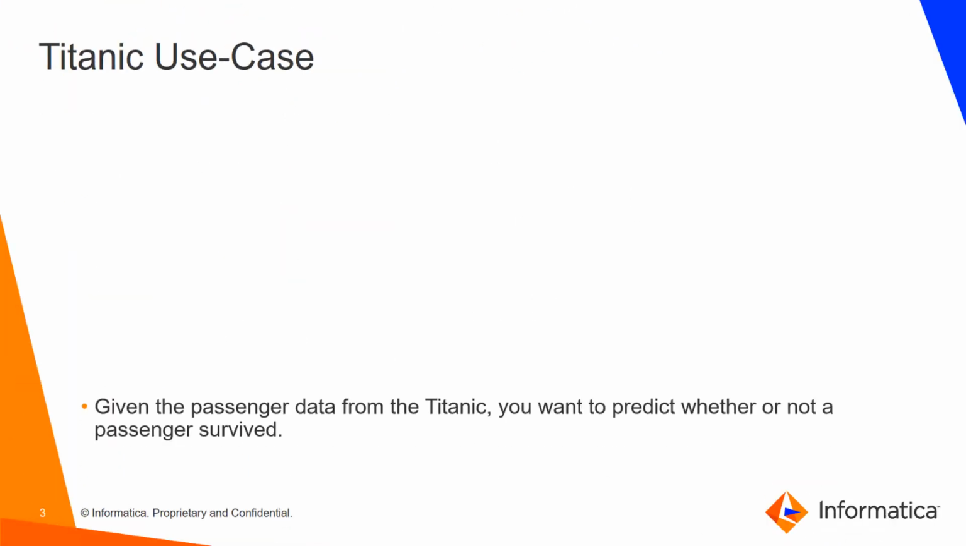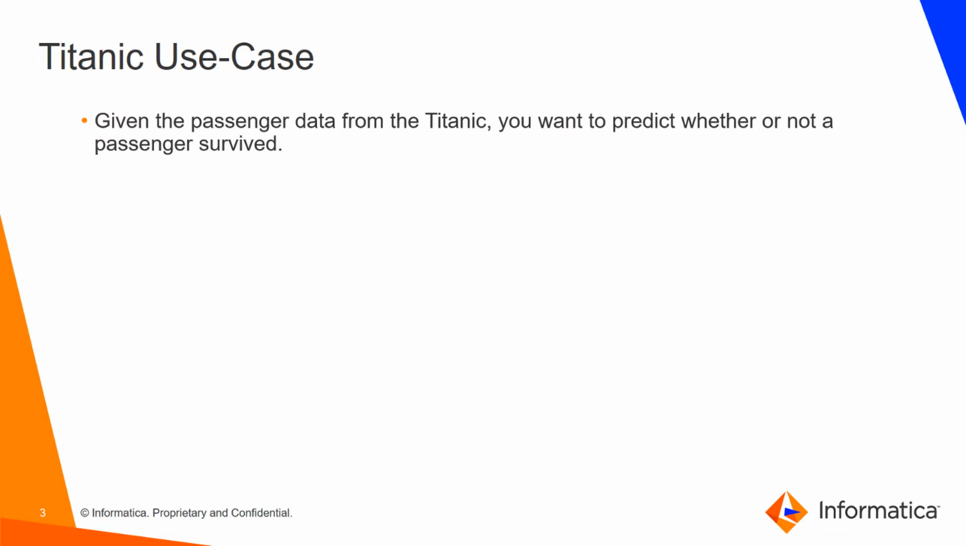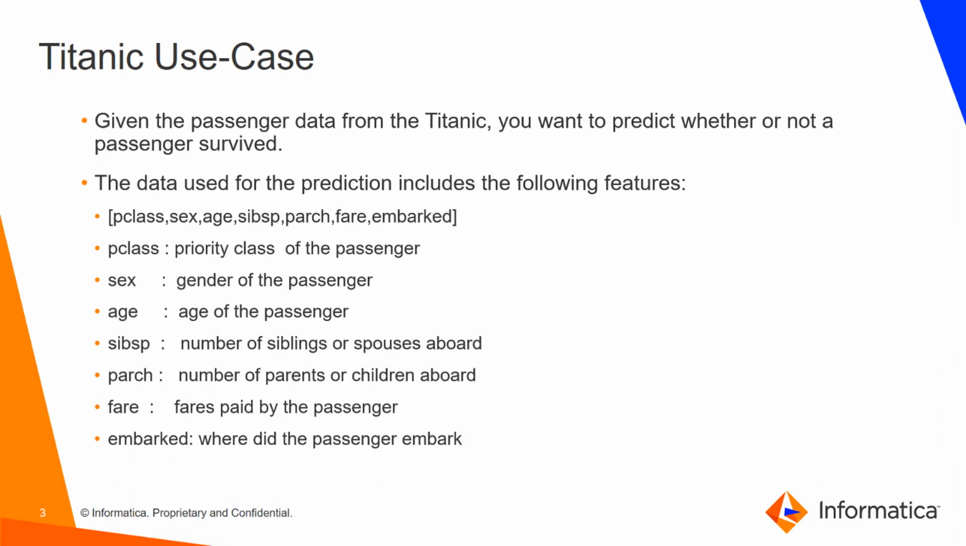The Titanic use case. Given the passenger data from the Titanic, you want to be able to predict whether or not a passenger survived. The features used in this prediction model are the following: the passenger class of the passenger, the gender of the passenger, the age of the passenger, number of siblings or spouses, number of parents or children, the fares paid by the passenger, and where the passenger embarked on the Titanic.